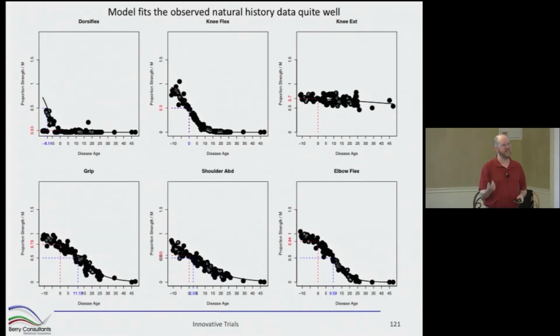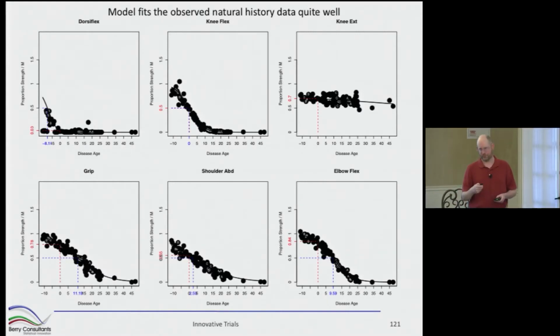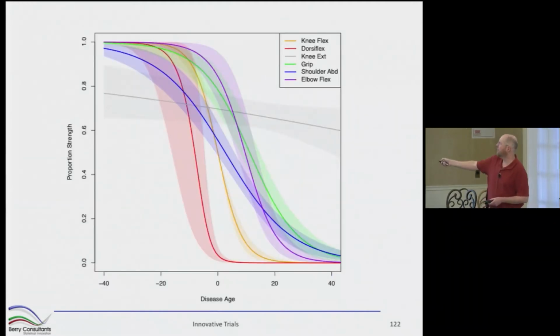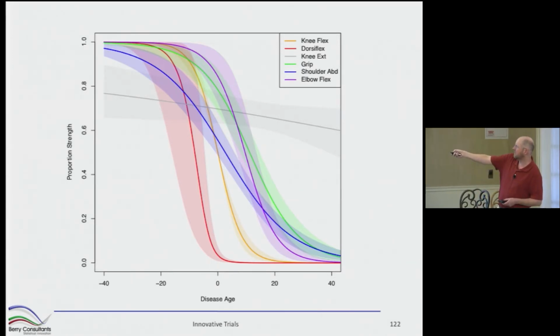So this is saying if we know your 5 or 6 strength measures, we can essentially map this to you're at disease age 10 or 20 or 30, depending on where you are in the disease. This also includes the uncertainty bars around each of the different ones. You can see knee is an interesting one. The knee behaves very differently than the other measures.